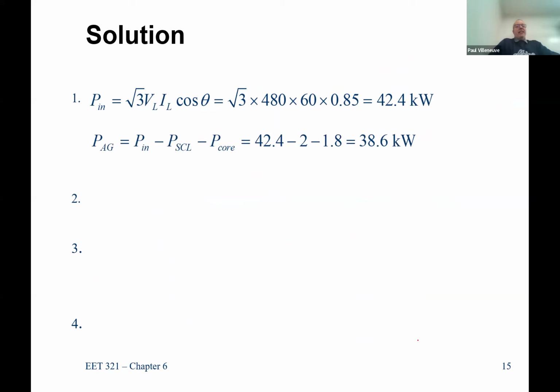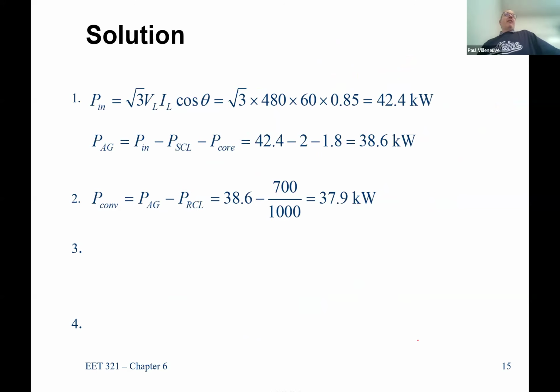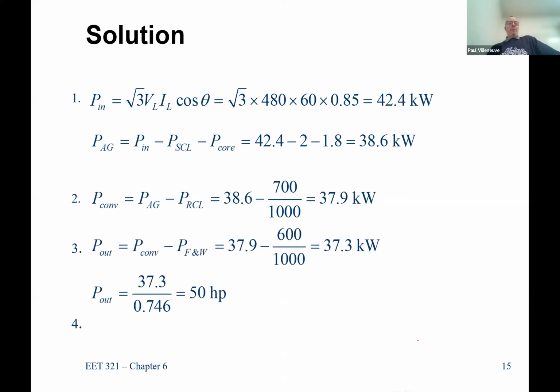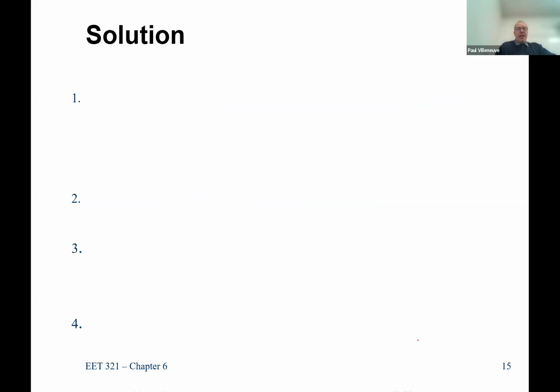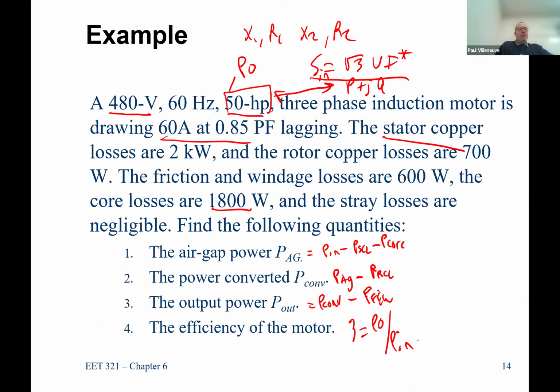From my air gap power, I take out my stator copper losses and my core losses, so now I'm down to 38.6. Now my converted power is the air gap power minus the rotor copper losses, so I'm down to 37.9. For my output power, I take the converted power, subtract friction and windage losses, and I get 37.